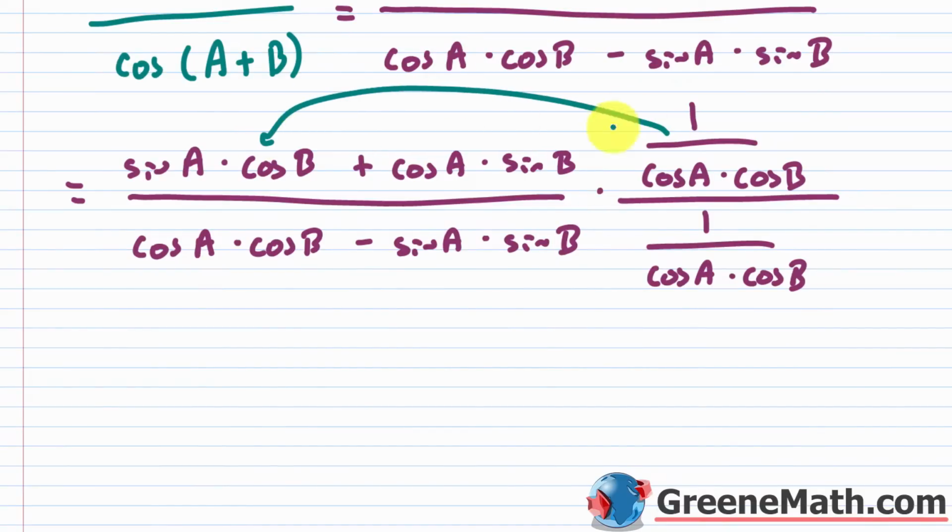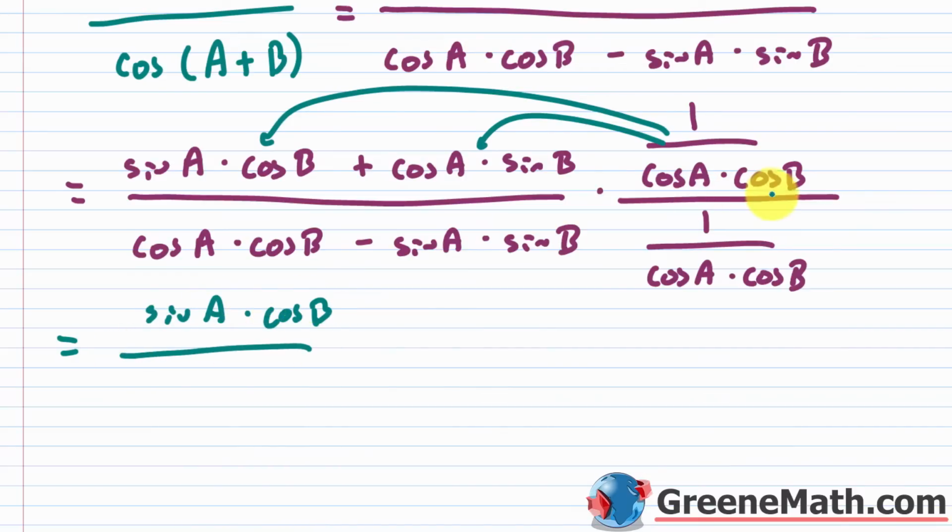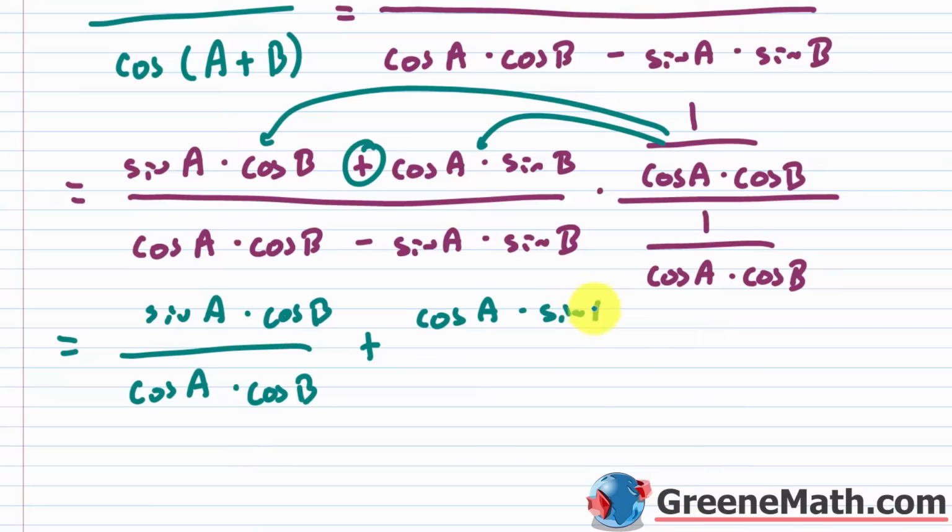So this is going to go here and here. So let me write this as the sine of A times the cosine of B over this denominator here, which would be the cosine of A times the cosine of B. Then we have a plus here, so let me put plus. You're going to have your cosine of A times your sine of B over, again, you're going to use the cosine of A times the cosine of B. So that's this part right here.